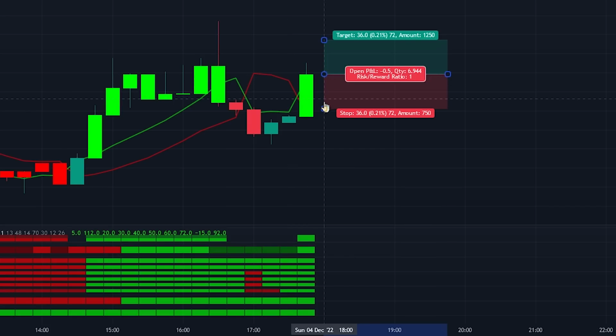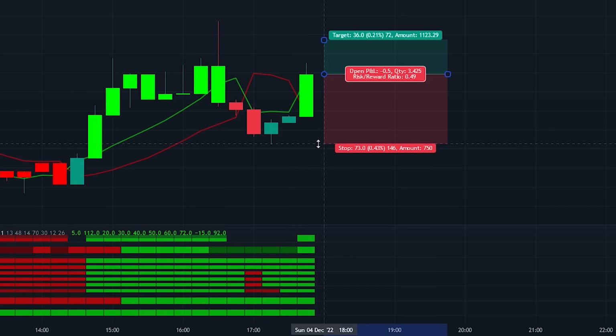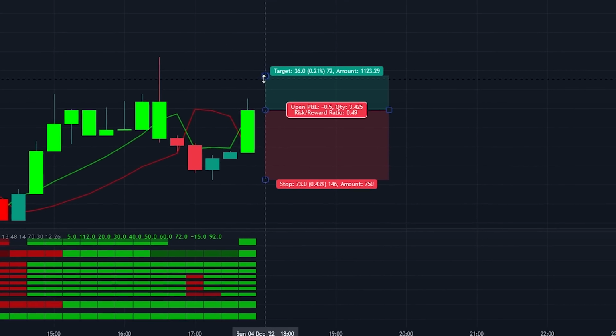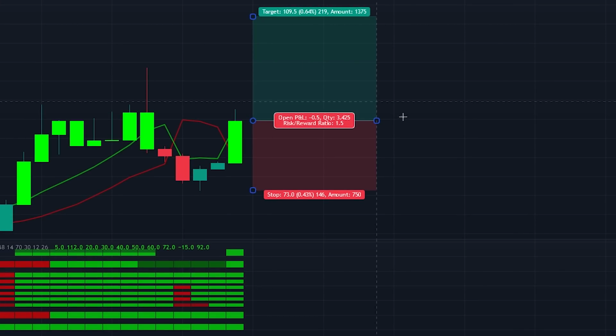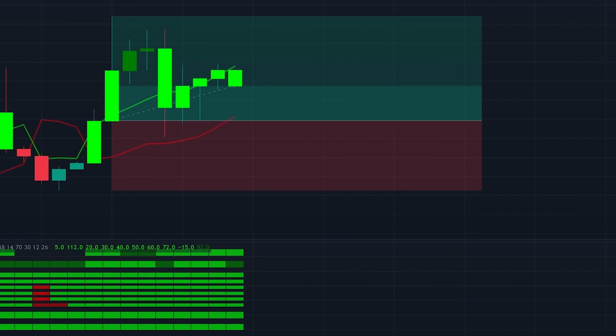We will put the stop loss at the recent swing low. For the take profit, we will target a 1.5 times risk to reward ratio. Now let's see how the trade plays out.